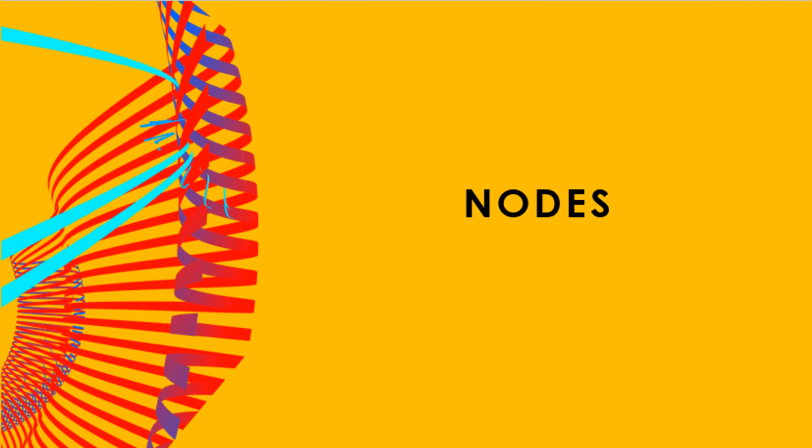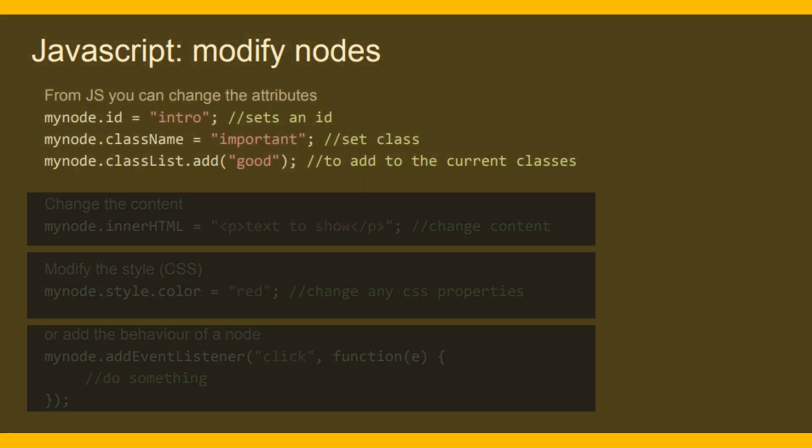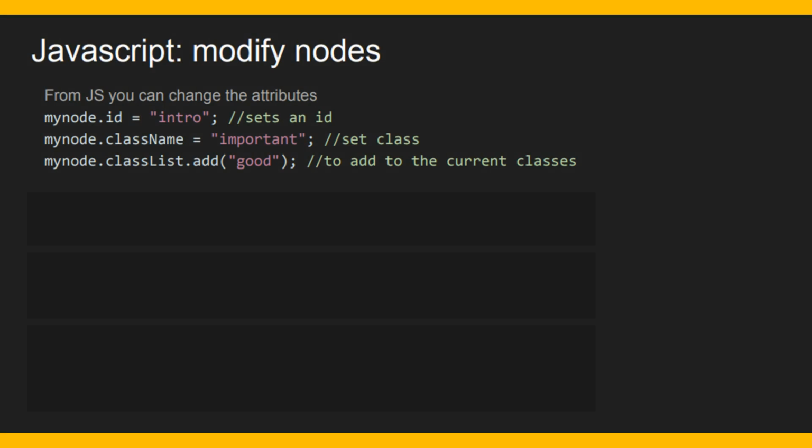Nodes. What are nodes? We talked about nodes in our HTML, if you remember. The nodes are the document object model, the skeleton, the elements that we have in our HTML. Now we want to modify some nodes. Are we able to do so? Yes, because this is JavaScript. Let's see how JavaScript modifies nodes.